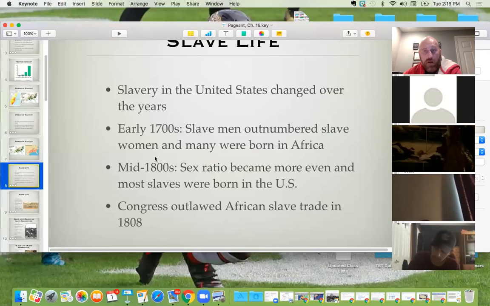And so they outlawed the international slave trade in 1808, perhaps due to the cruelties of the Middle Passage and some of the other things that were occurring. Now, there were still illegal shipments of slaves coming to the United States as late as 1860.